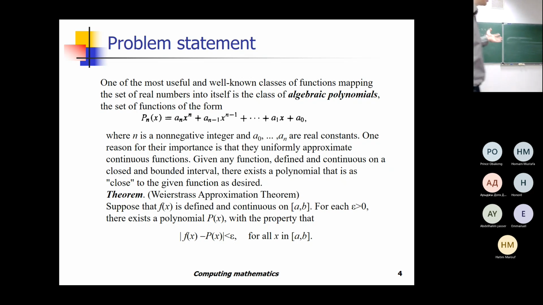How many coefficients are there in a polynomial of degree n? N plus 1 coefficients. A0, A1, and so on. In polynomial of degree 1, 2 coefficients. Polynomial of degree 2, 3 coefficients, and so on. To write a polynomial, I should fix these coefficients. If somebody tell me these coefficients, I can write a polynomial.